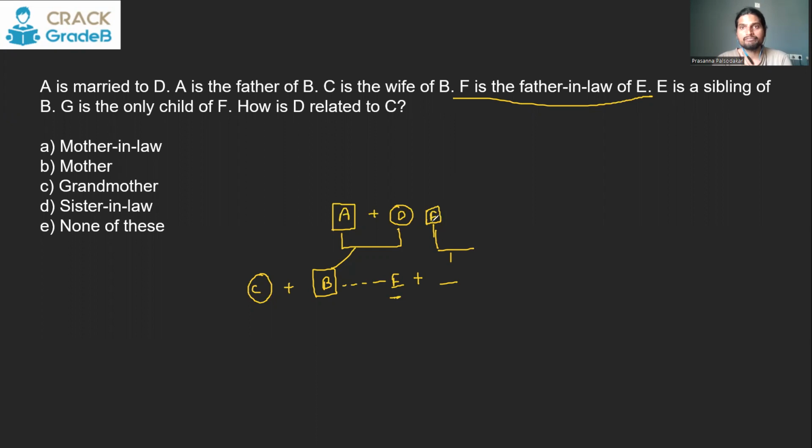So if this person is F, father-in-law of E, and G is the only child of F, that means this person has to be G. How is D related to C?